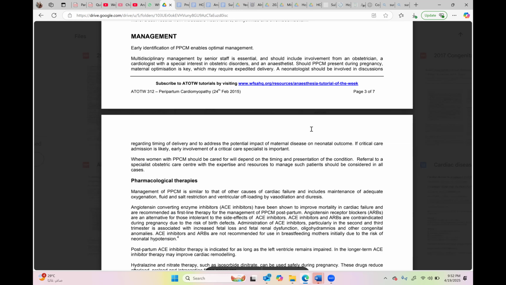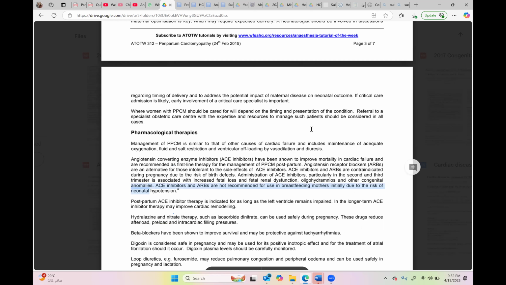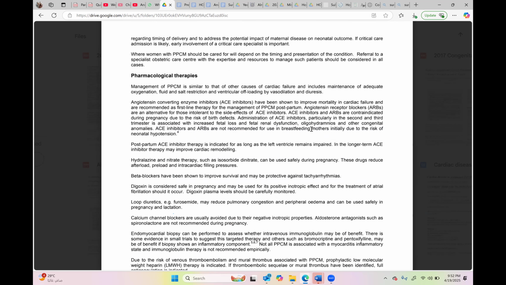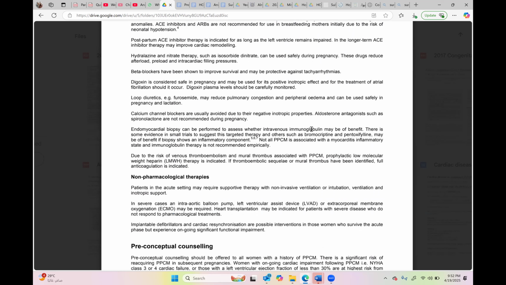For the medical management they give ACE inhibitors, though ACE inhibitors are teratogenic. But here you have to just do risk versus benefit. They will be giving some vasodilators to maintain the cardiac output, and digoxin as a positive inotrope. So these are the things which are for medical management.